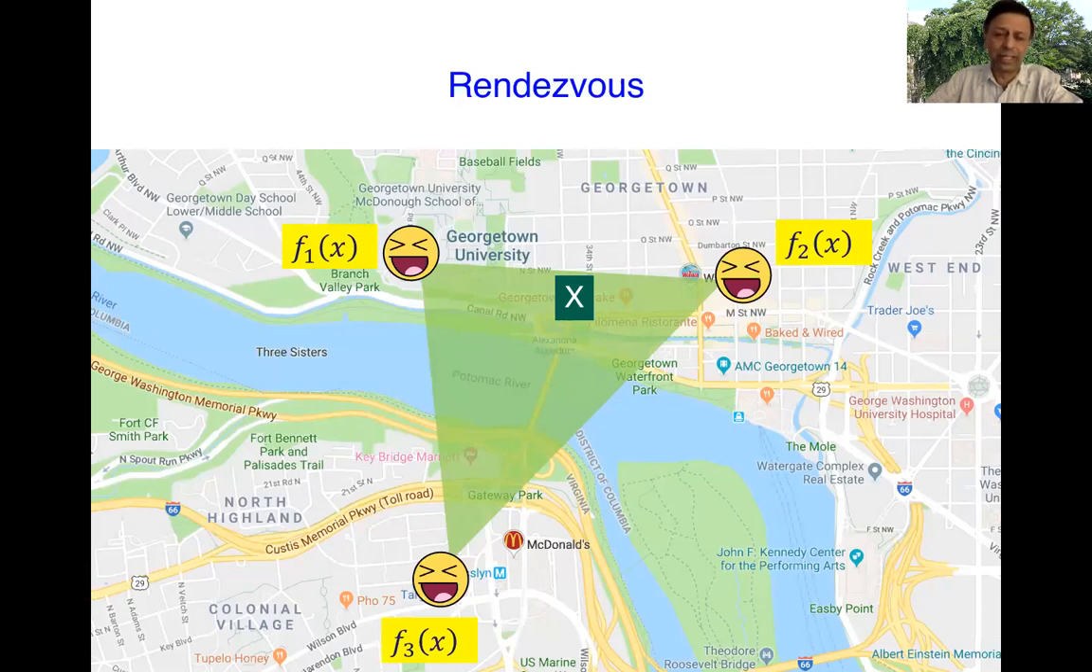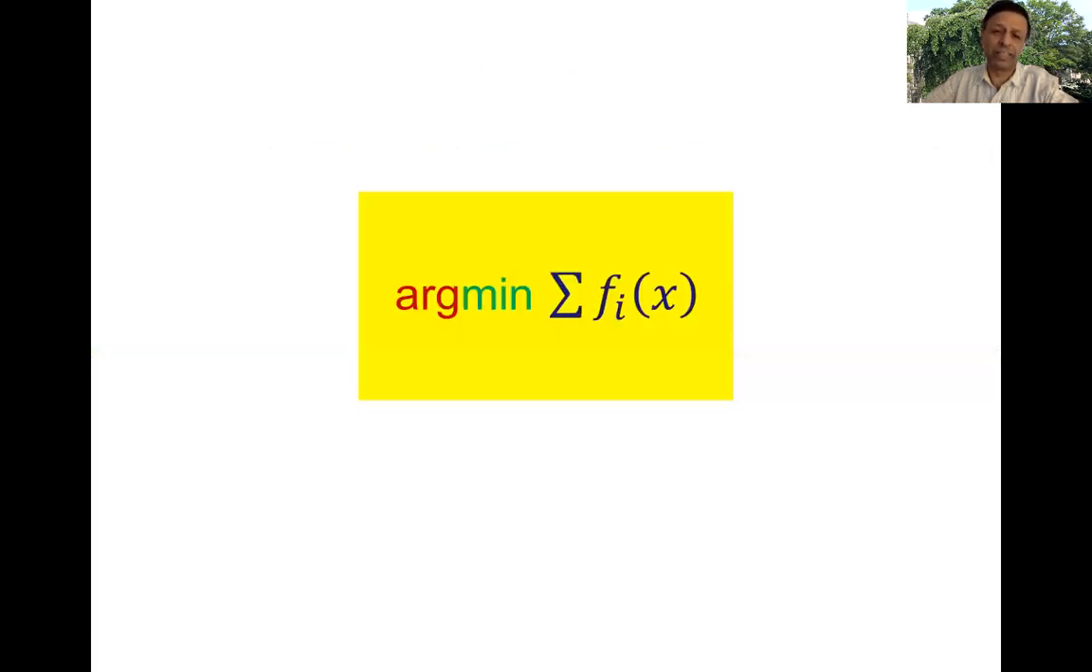One possible way is to define a cost function. For example, if we label these three agents as number 1, 2, and 3, then agent number 1 has a cost function f1 of x, where x is the location where we meet, and f1 is the cost for agent number 1, f2 of x is the cost for agent number 2, and so on. And then a reasonable objective would be to pick a location x such that the total cost f1 plus f2 plus f3 is minimized at that location.